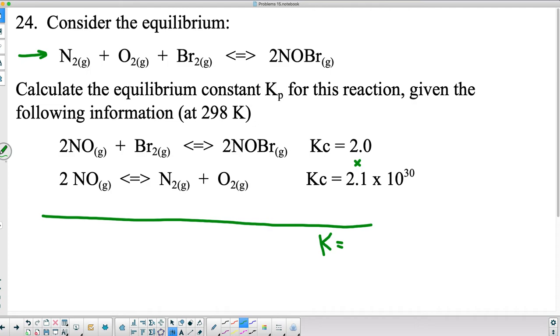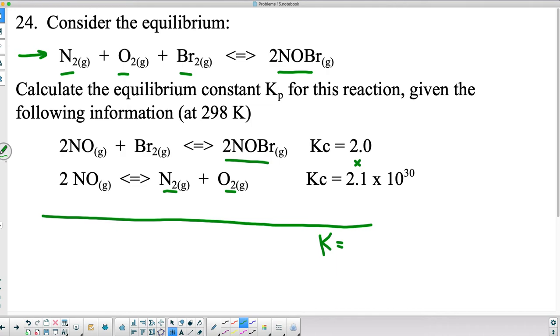The first thing I do is I look to see which parts are reactants and which parts are products. Notice for the target equation, I only see a 2NOBr as a product, and there's only one place that has the 2NOBr, and that's over here. So the first equation is not going to be flipped. We're going to keep it just like it is. However, in the second equation, notice that we have N2 and O2 as products instead of reactants. So I'm going to have to flip the second equation.